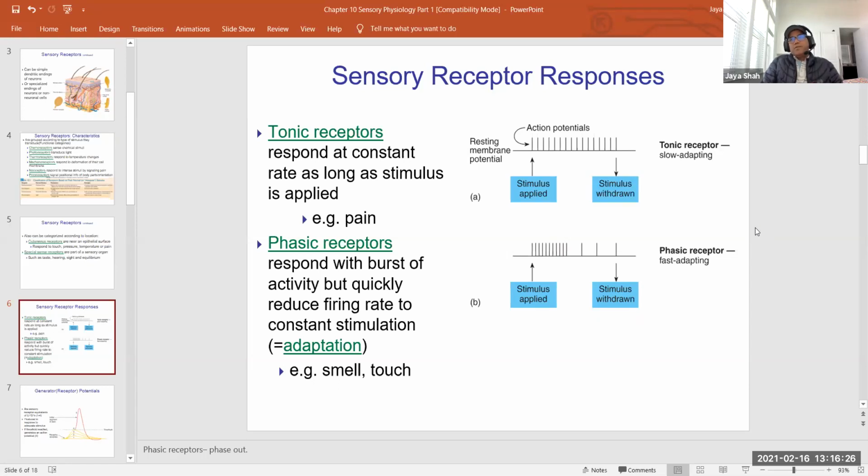Everything adapts, but some receptors adapt very slowly, some receptors adapt very fast. And the phasic receptor phases out fast. To remember it, phasic receptors phase out fast, whereas tonic receptors phase out slow. Okay. So pain is a tonic receptor and smell and touch, for example, are phasic receptors.